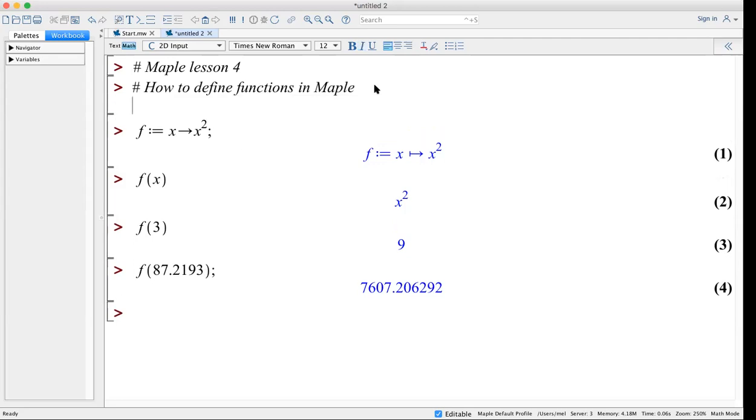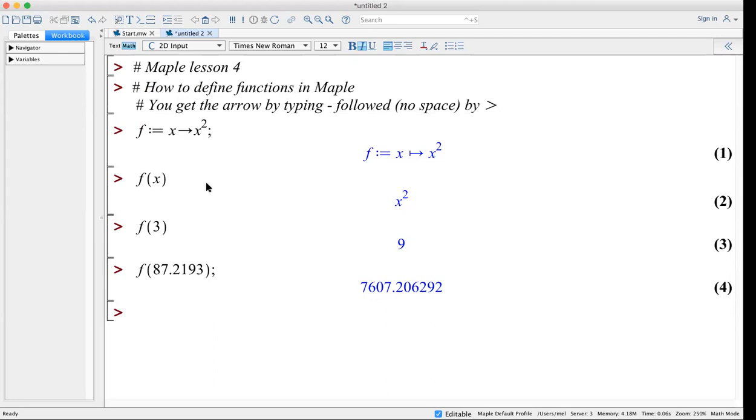Let me just make the following remark. You get the arrow by typing a minus sign followed with no space by the greater than sign. Okay, that's how we get this arrow.